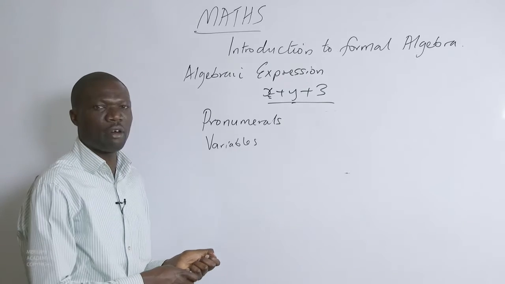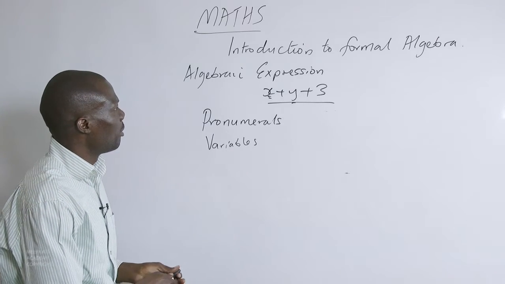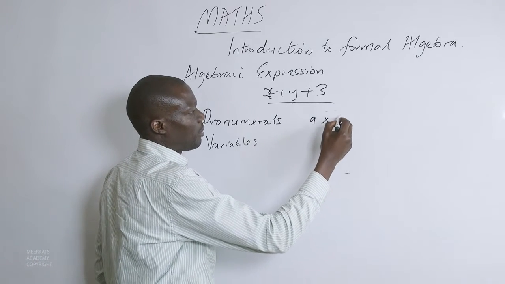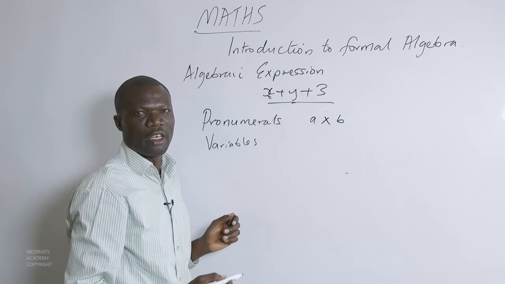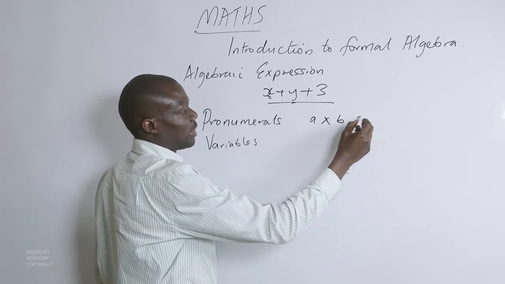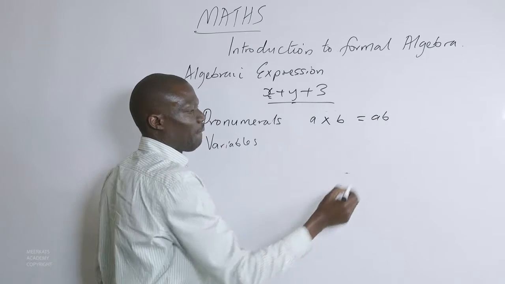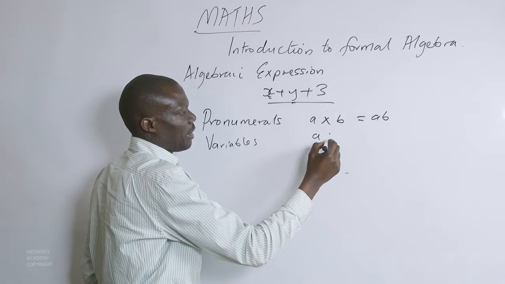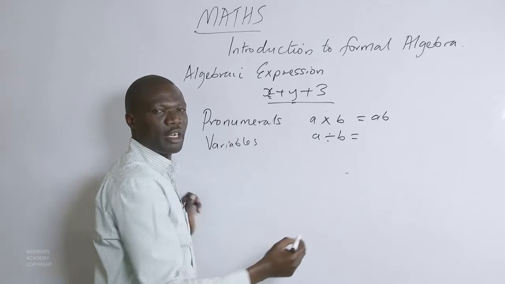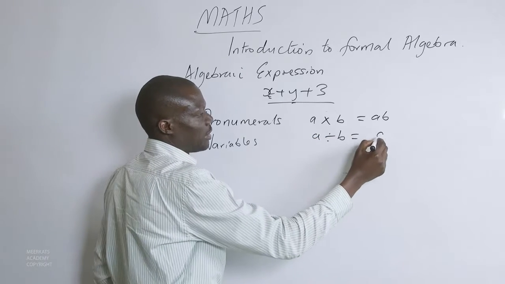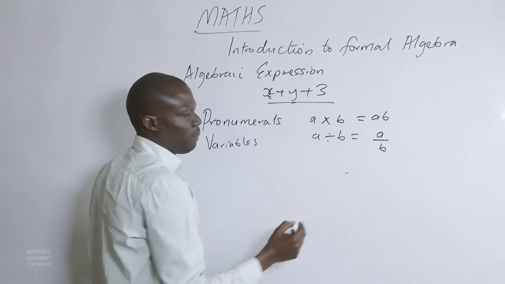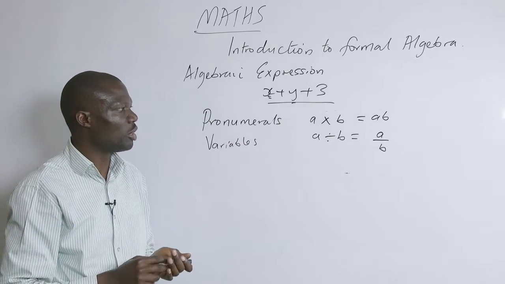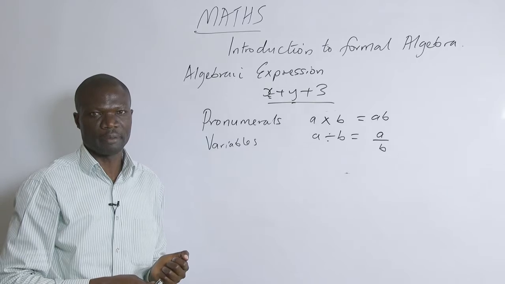Now, when we have pronumerals like a multiplied by b, it can also be written simply as ab. And if we have a divided by b, this can be written as a over b. So we can simply express the two in that particular manner.